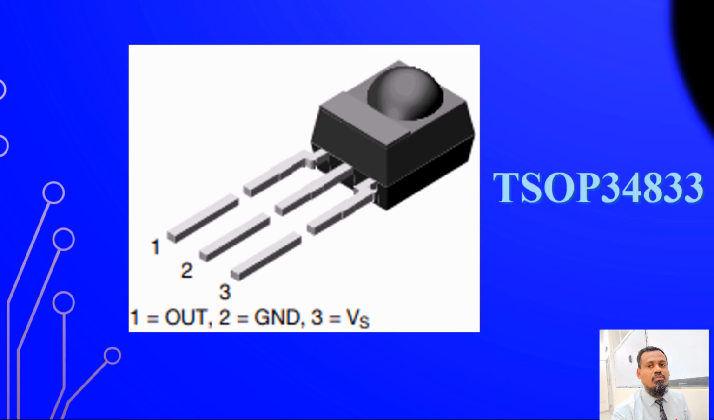This is called the TSOP 34833. The different variants of IR sensor vary in their carrier frequency. If you see, these two numbers decide the carrier frequency of the IR receiver, so this is 33 kHz. We will start the video demonstration by taking this IR receiver. First, let us discuss the Arduino code.